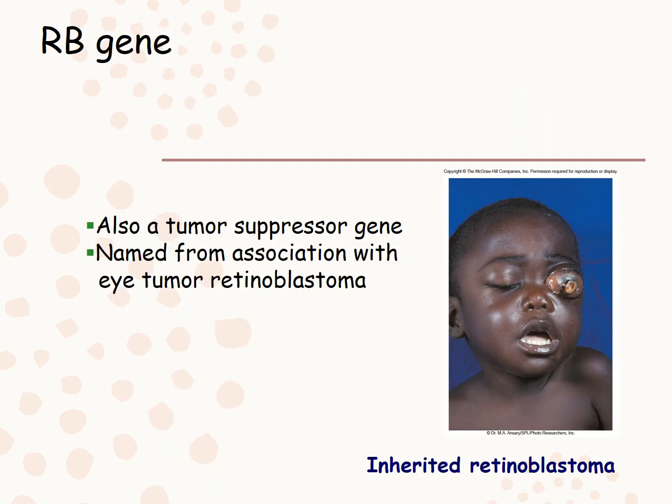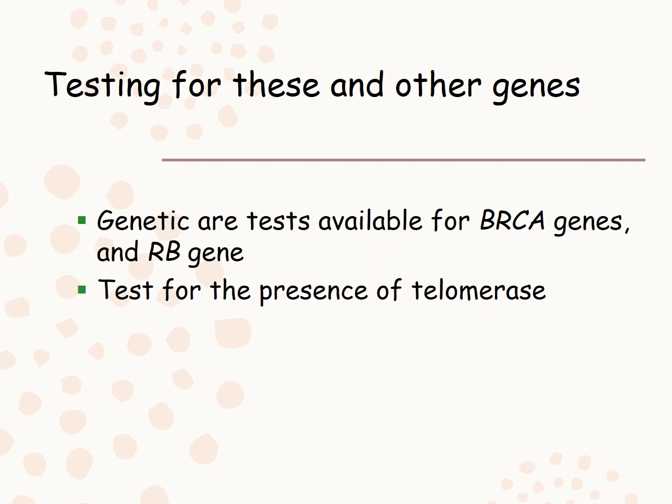The RB gene is also a mutated tumor suppressor gene. It's named for its association with the eye tumor retinoblastoma. A tumor in one eye is more common because it takes mutations in both alleles before cancer can develop. Children who inherit a mutant allele are more likely to have cancer in both eyes. There is testing available for these and other cancer genes. Also, testing for the presence of telomerase can be performed.